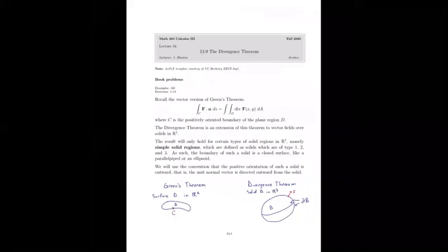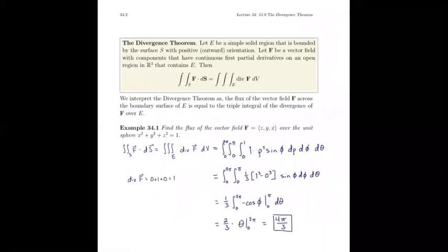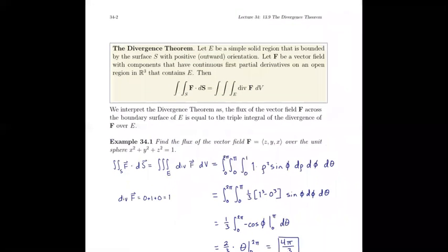So let's see the divergence theorem. The proof is not terribly difficult, and the textbook provides a nice sketch of that for a simple solid region. We'd rather spend our time working with this theorem and extending it to at least one physical example. So we'll do that instead. We'll let E be a simple solid region that's bounded by the surface S with positive outward orientation. Let F be a vector field with components that have continuous first partial derivatives on an open region of R3 containing E.